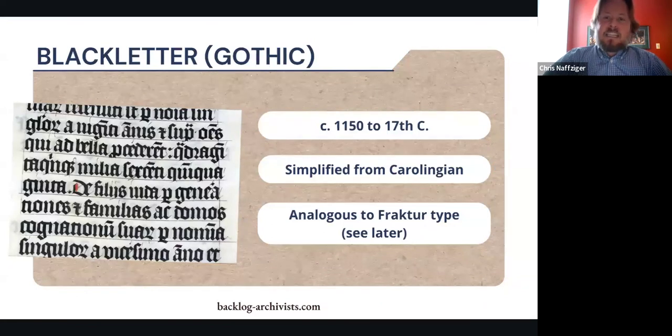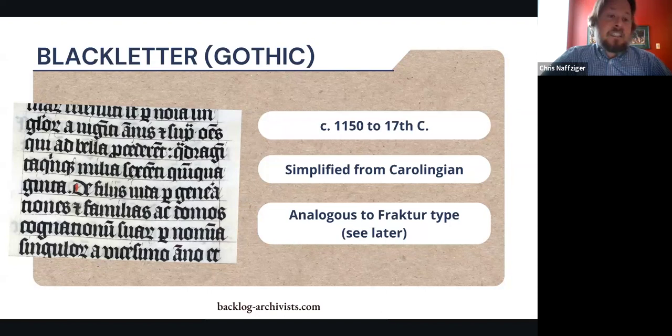But then we see the appearance circa 1150 to the 16th century of what we call Blackletter or Gothic, named after that time period. Remember, Gothic was an insult. The Goths were a large Germanic tribe that invaded the Roman Empire, and Italian humanists used the term Gothic as an insult for being uncouth, uncivilized, etc. So again, this was focused on simplicity and ease of copying.